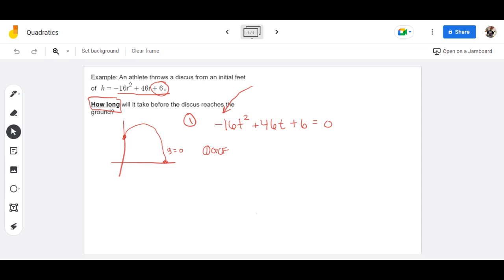Again, this is a word problem, so I see a negative answer down here. I'm like, nope, I cannot time travel yet, maybe one day, but I am going to cross that one out because that's not one of my answers. So how long does it take for the discus to reach the ground? I'm going to say t is equal to 3 seconds. Don't forget your units.